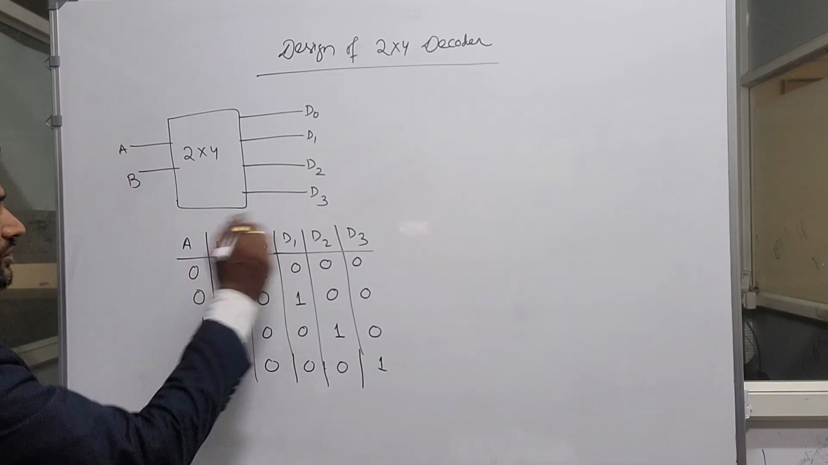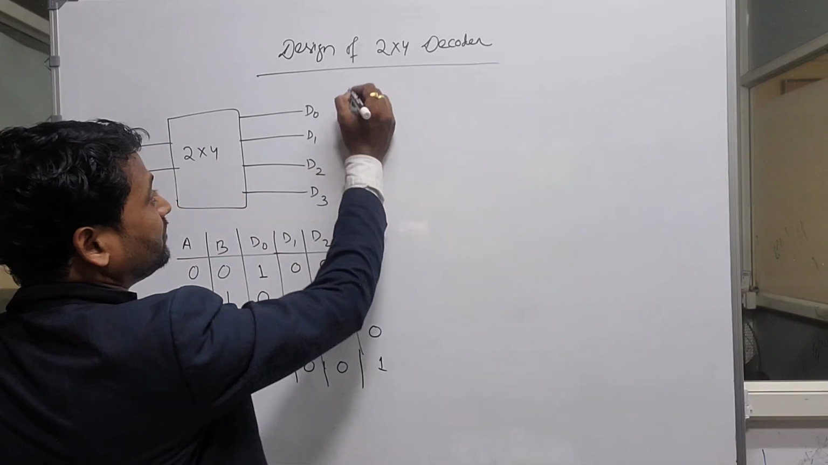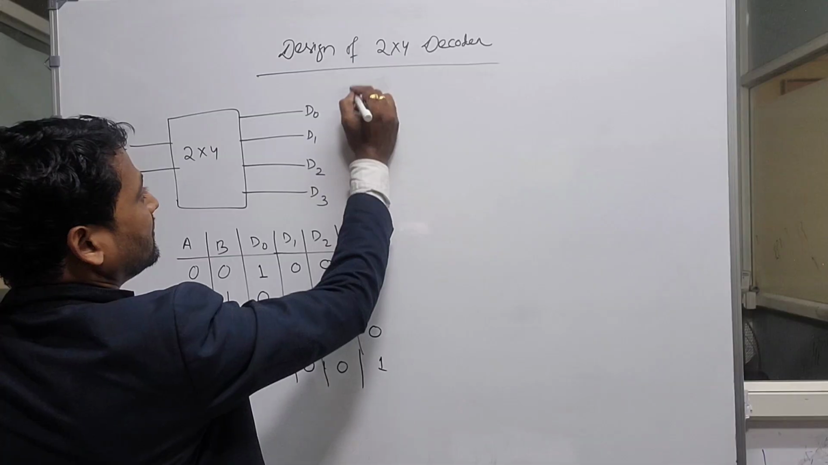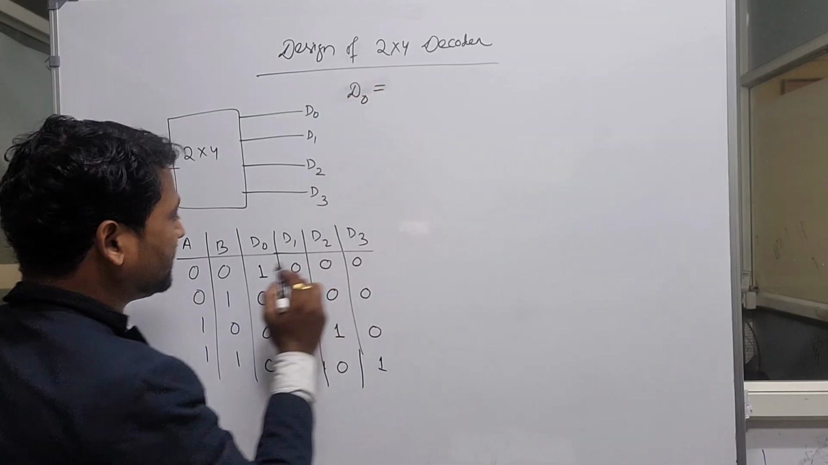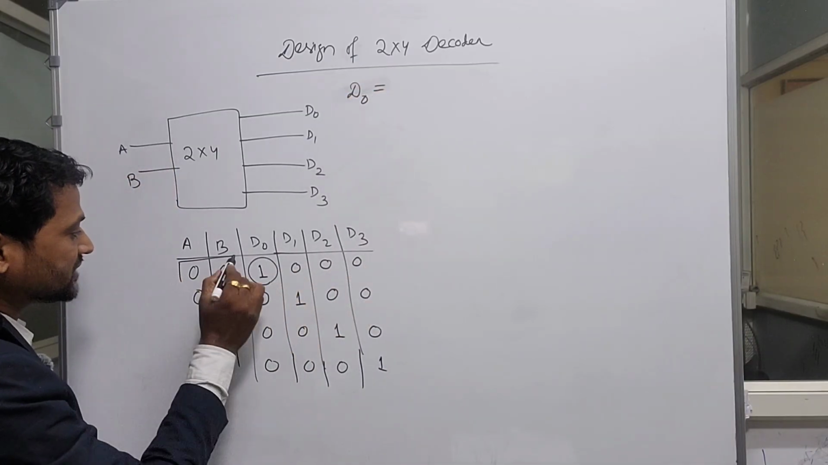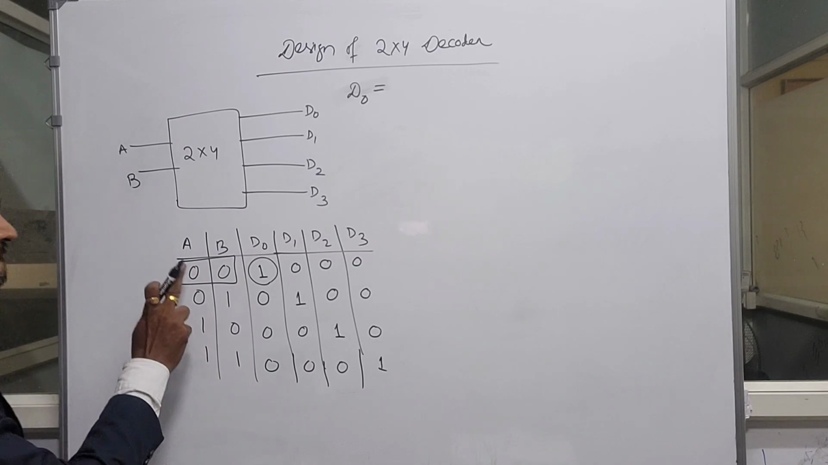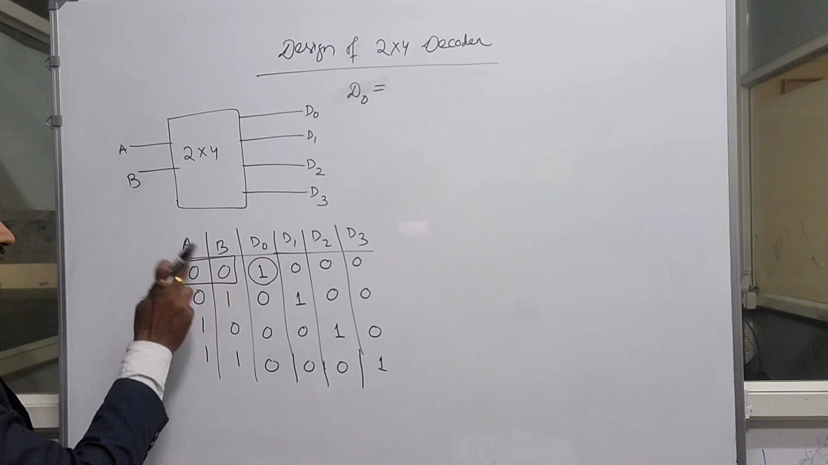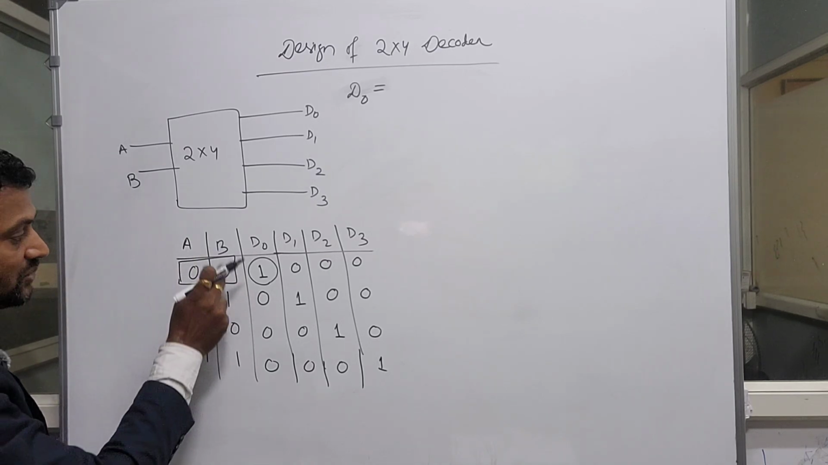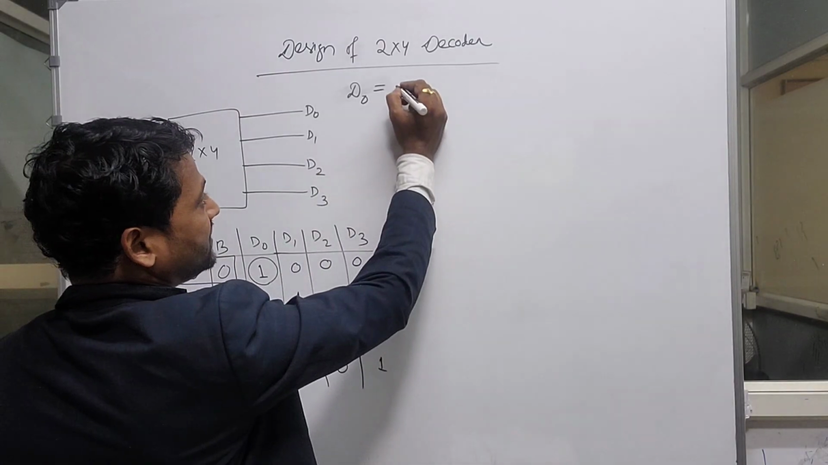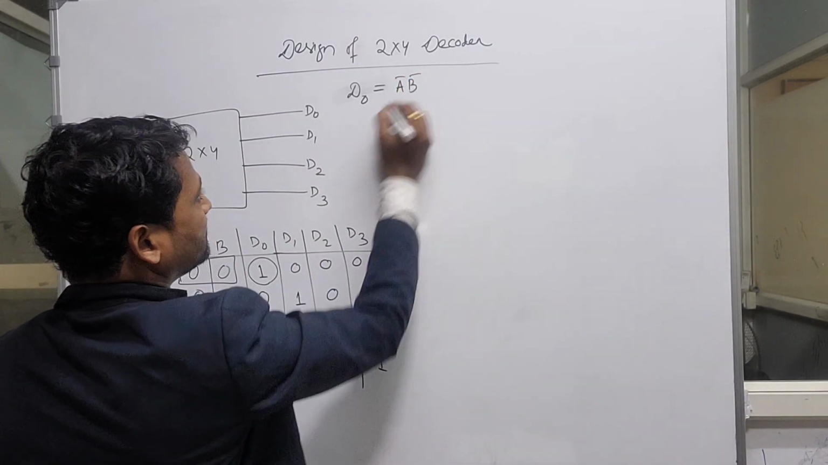Okay? So what about this equation in SOP form? Output equation in SOP form. So D0 क्या होगा? देखो, D0 will take the corresponding input. Corresponding input क्या है? 0, 0. 0 मतलब क्या है? A bar, and this 0 also B bar. मतलब D0 is A bar B bar.